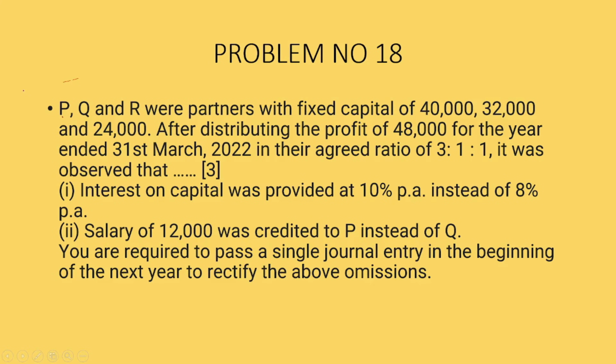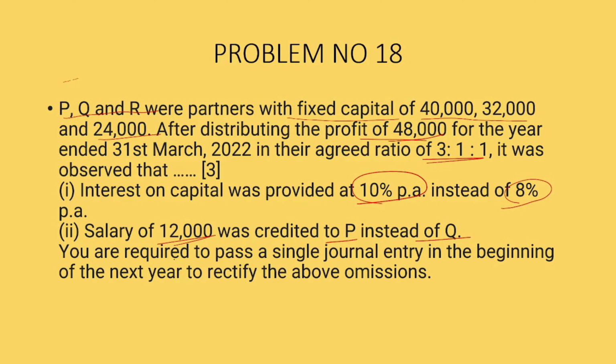Now let's move on to problem number 18. Here we can see that P, Q and R are partners with fixed capitals of 40,000, 32,000 and 24,000. After distributing the profits of rupees 48,000 for the year ended 2022 in the agreed ratio of 3:1:1, it is observed that the interest on capital was provided at the rate of 10% per annum instead of 8% per annum, and the salary of rupees 12,000 was credited to P instead of Q. So these are the mistakes that have been made.